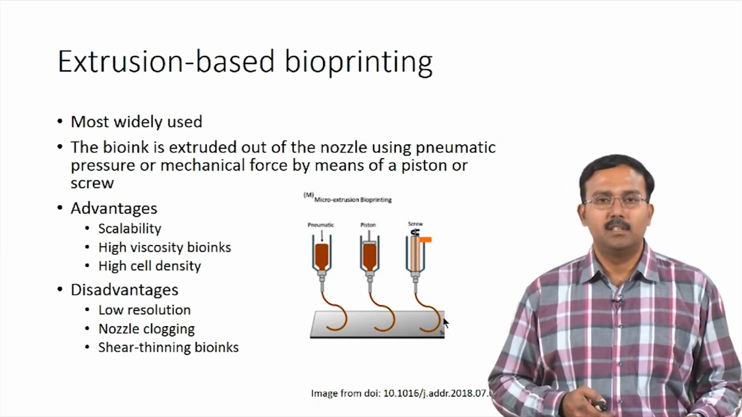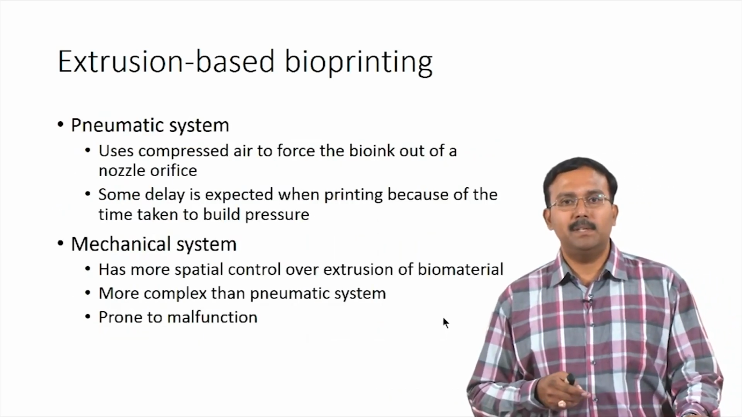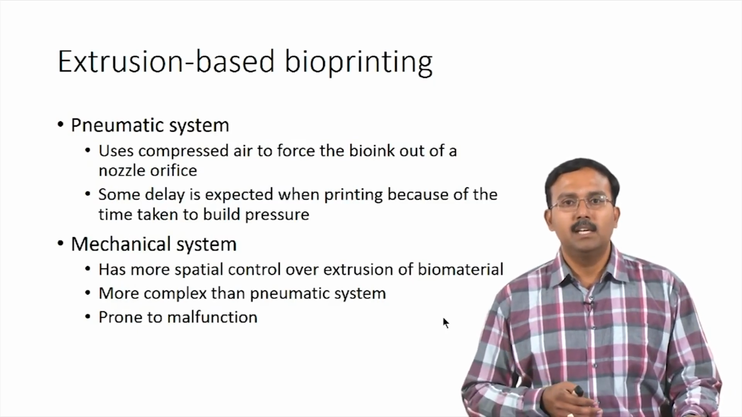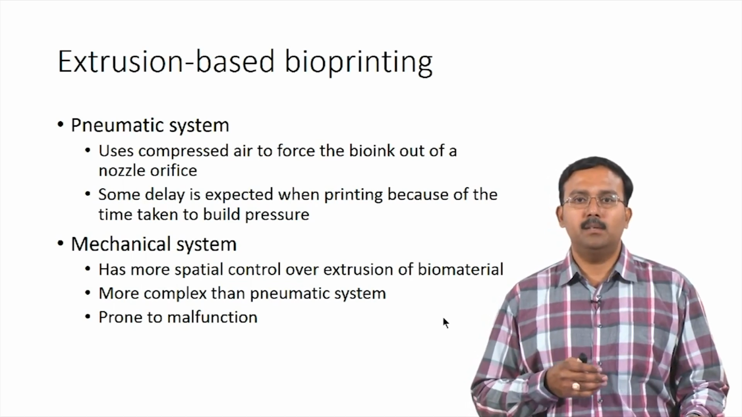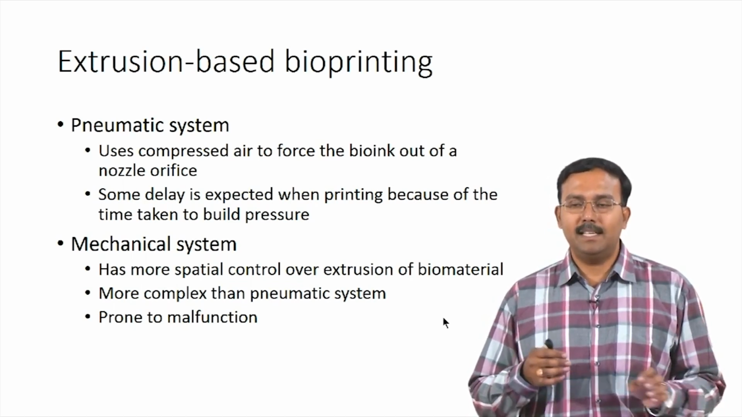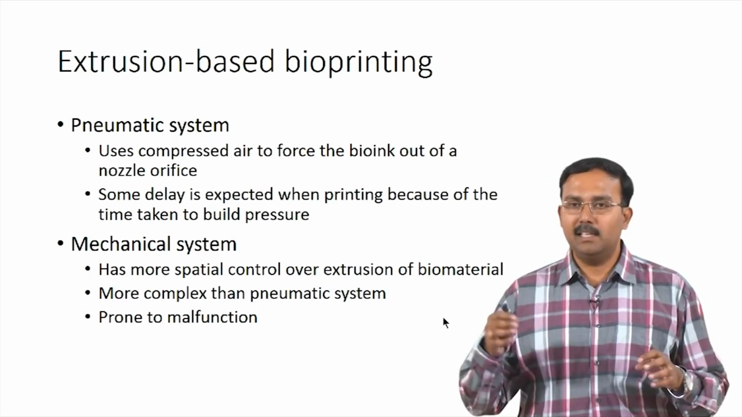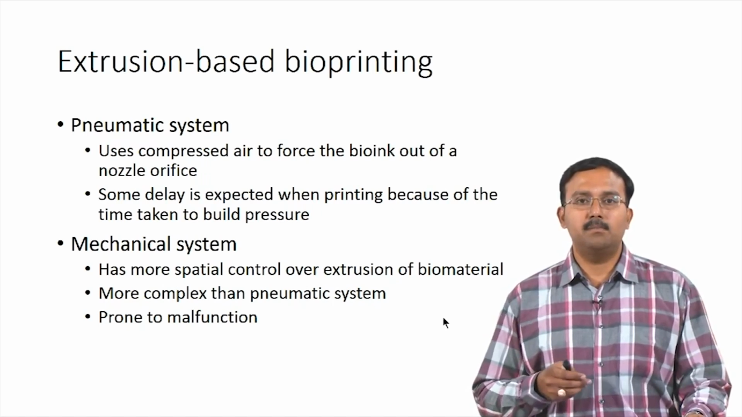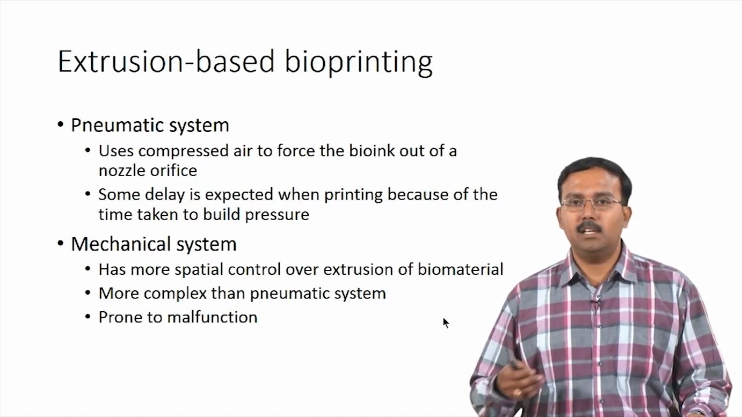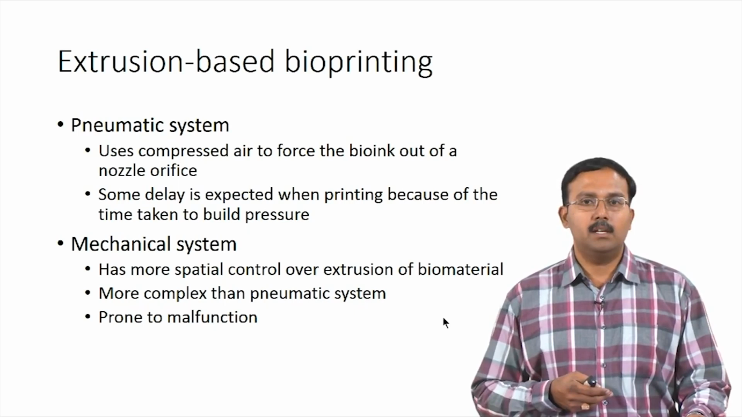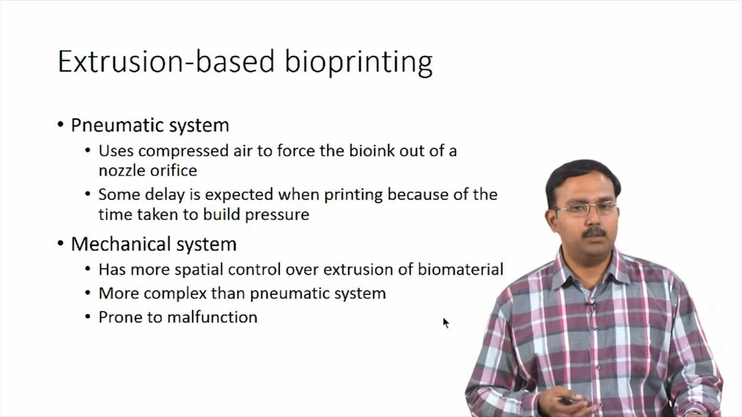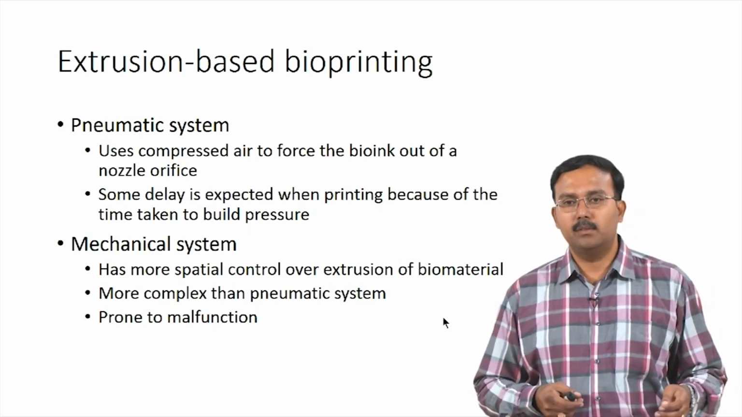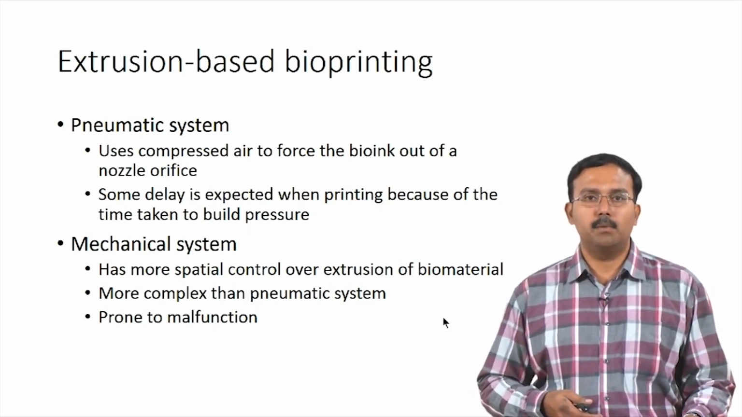Okay. So, a pneumatic system basically uses compressed air to force the bio ink out of the nozzle orifice, and there is some delay expected when printing happens, because it takes time to build the pressure. So, the yield stress would have to be taken care of before it starts printing. In a mechanical system there is better spatial control over extrusion. It is actually more complex than a pneumatic system, and it is prone to malfunction because of that. So, those are the challenges with extrusion bioprinting.